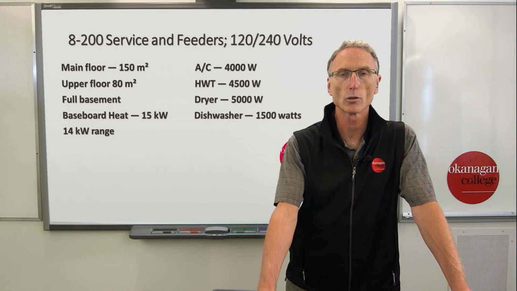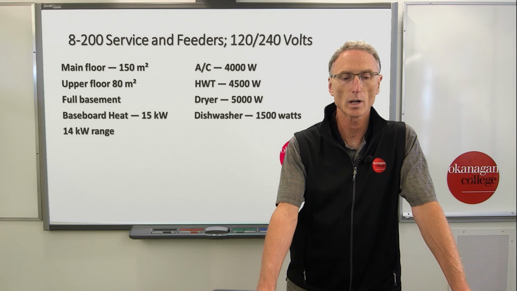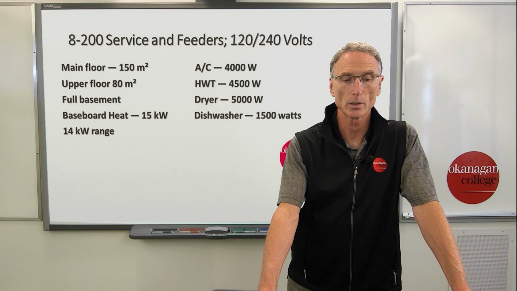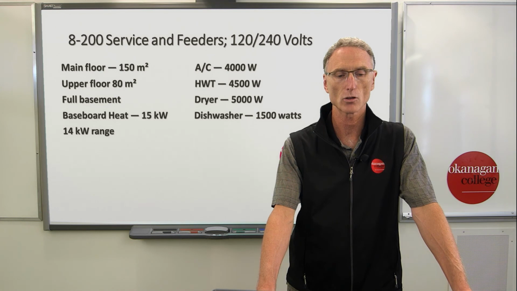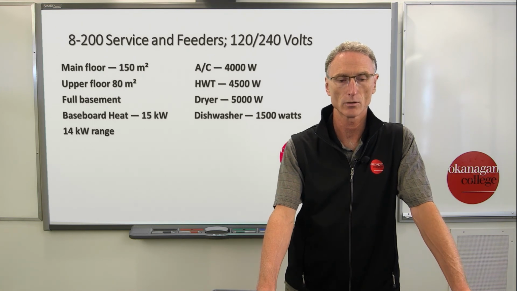We have a main floor of 150 meters squared and an upper floor of 80 meters squared with a full basement. Anytime we see the words full basement, that means that the main floor and the basement are the same size. So we'll revert back to 150 meters for that dimension when we get to our basement calculation.